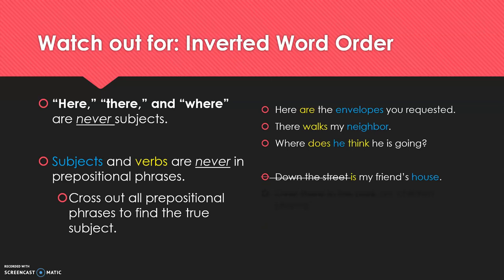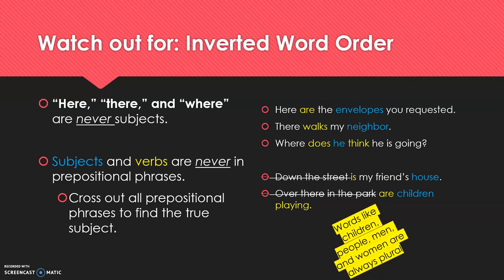Down the street starts our sentence, but we cross that out. Now we have our verb is. What is? House is. Cross out the phrase that begins this sentence. Are children playing? Who are playing? Children are playing. And make sure you realize that words like children, people, men, and women are always plural, so they always get plural verbs.